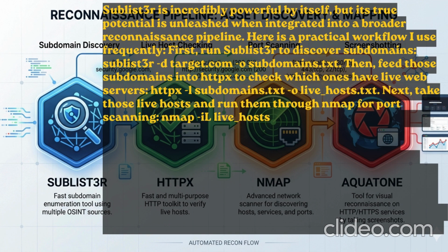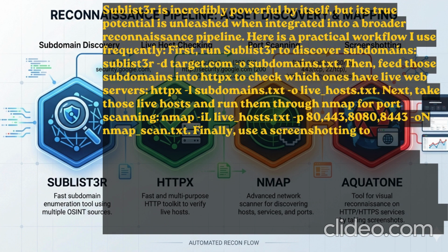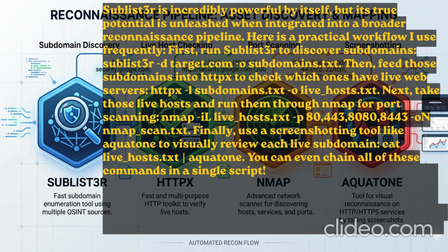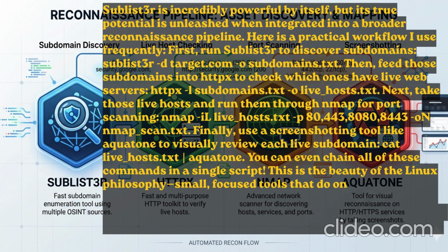nmap -iL livehost.txt -p 80,443,8080,8443 -oN nmap_scan.txt. Finally, use a screenshot tool like Aquatone to visually review each live subdomain. cat livehost.txt | aquatone. You can even chain all of these commands in a single script.